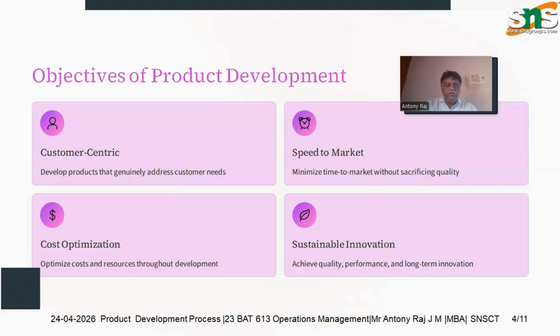And then at what cost we bring out the product is also very important, because product development involves a lot of resources. So optimizing the resources and bringing out the product in a cost-effective way so that all the stakeholders are satisfied is also a key objective of product development. And then sustainable innovation. The products have to be very innovative and achieve parameters like performance as well as quality, and a longer period of innovation.